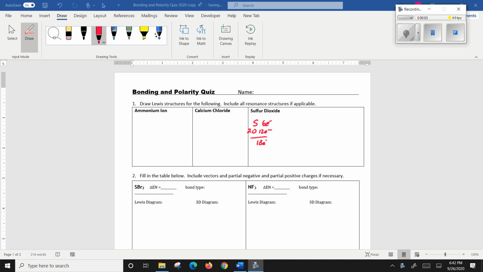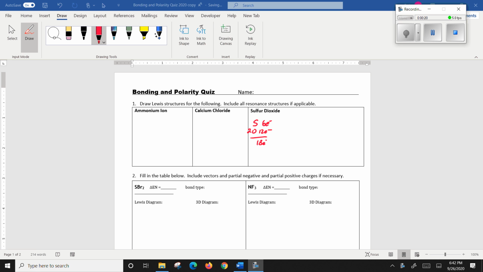Okay, everyone, in this video we're going to be taking up the latest bonding and polarity quiz. So I just want to go through a couple of items in terms of Lewis structures. Lewis structures are simple. You don't have to include charges or anything like that. You're just showing the position of the valence electrons and charges of ions if applicable. So let's take a look at this.